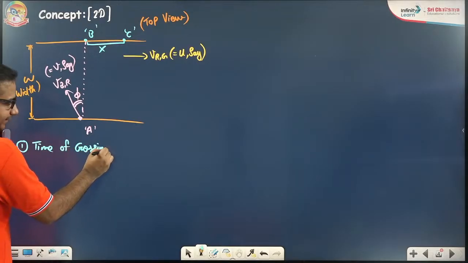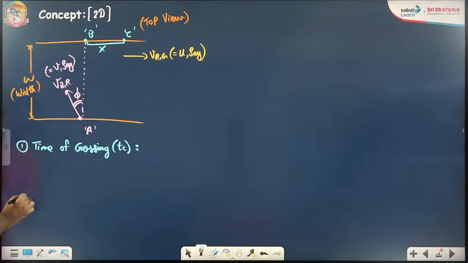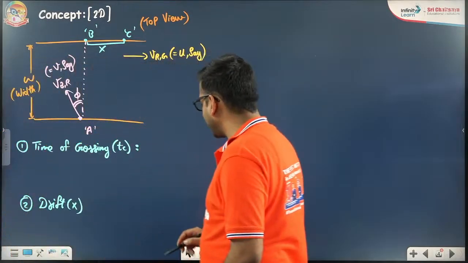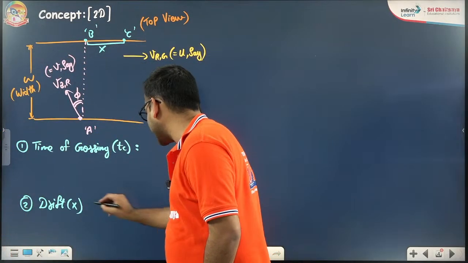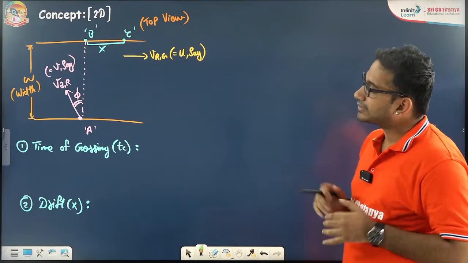Okay, TC. And number two, what they will be asking you here is drift, x. So we will try to get both the time of crossing as well as drift, how to get that. Now, what I want you to understand is, I hope the situation is clear.